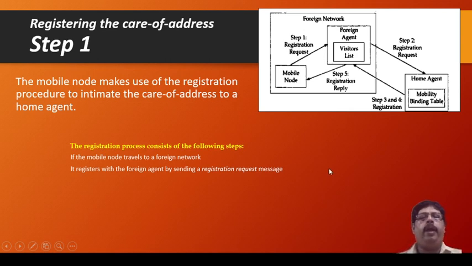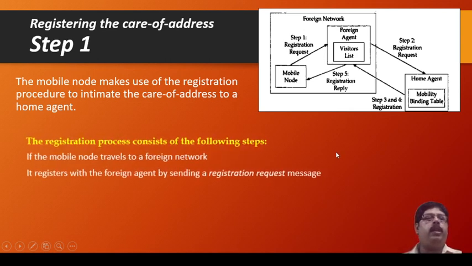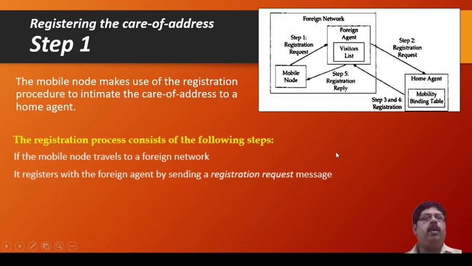Okay, and it consists of these steps you can see here. If a mobile node travels to the foreign network, it registers with the foreign agent by sending a registration request message. That means, in the first step, as soon as the mobile node enters the foreign network, it will send a registration request to the foreign agent. These are the 5 steps we can see here.